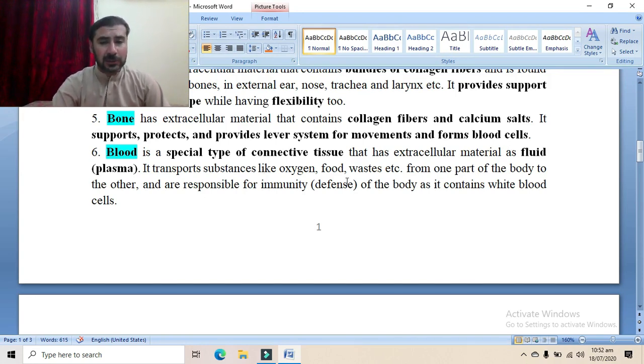It transports substances like oxygen, food, waste, etc. from one part of the body to the other. And they are also responsible for immunity, for the defense of the body, because it contains the white blood cells which are the defense cells and which defend our body against various invading microorganisms like bacteria, fungi, etc.